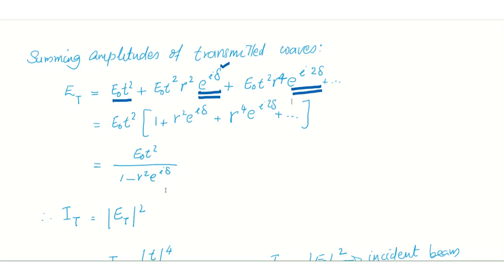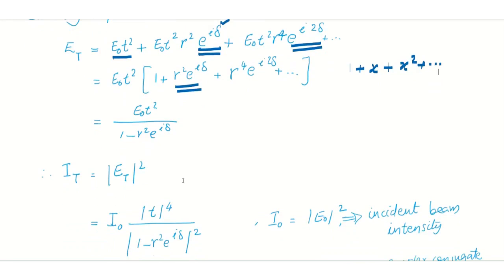If you do this, E0 t square is taken out as a common factor, and this is a geometrical series with r square e to the power i delta, which is like 1 plus x plus x square and so on. That is 1 over 1 minus x, and therefore this is your sum. The transmitted electric field is this.